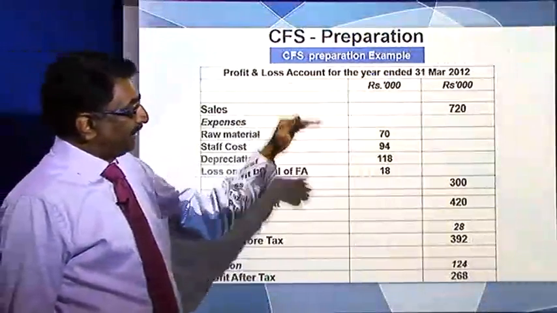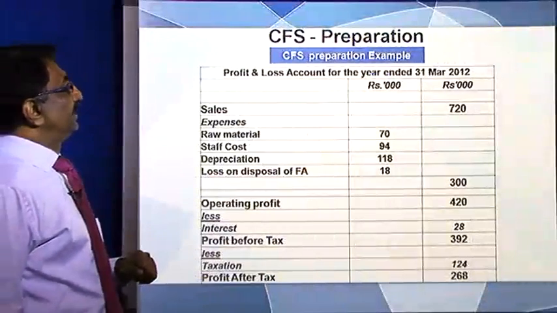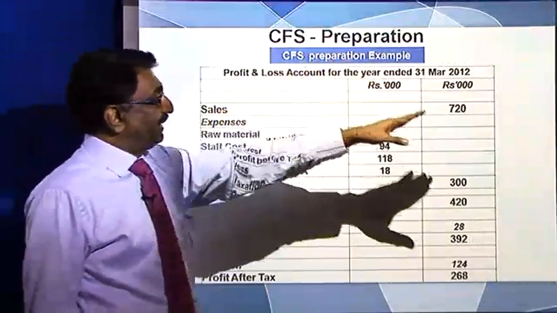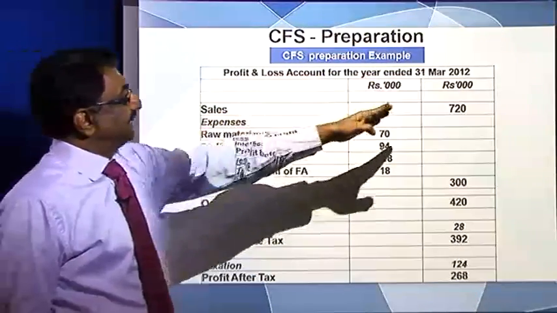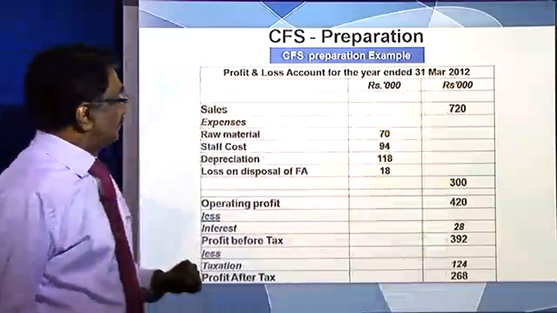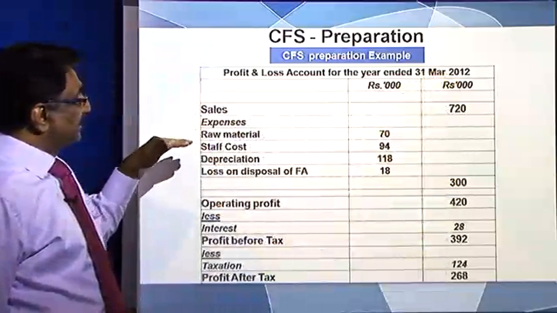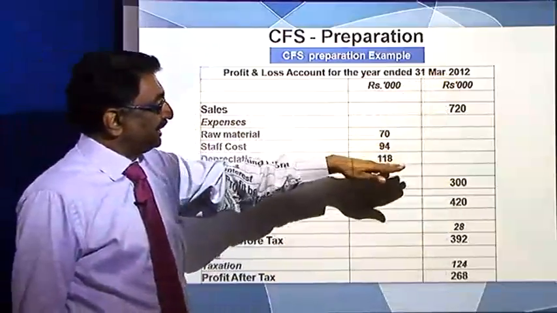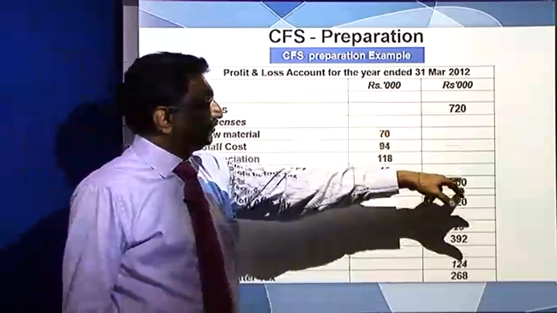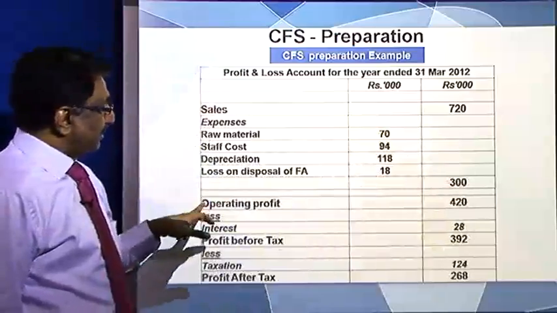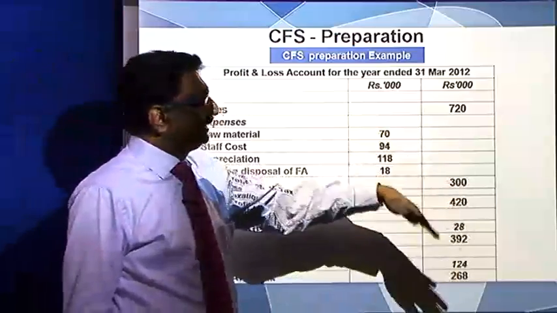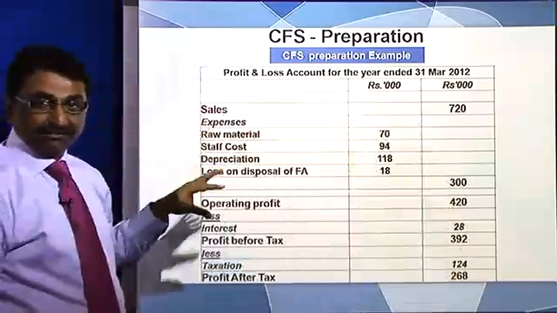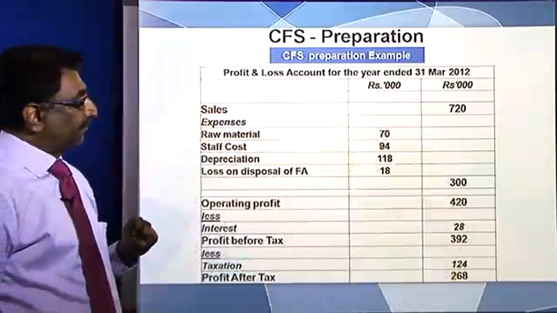Preparation of an example which is a little more real life. Sales, this is the P&L account where the sales is 720,000. We had expenses of raw material, staff cost, depreciation and loss on disposal of assets. These expenses came up to 300,000, the operating profit being 420. I suggest you just note down these numbers as we go on, it will become easier for preparation.